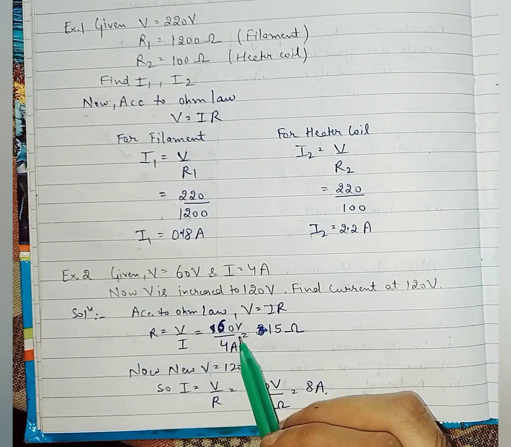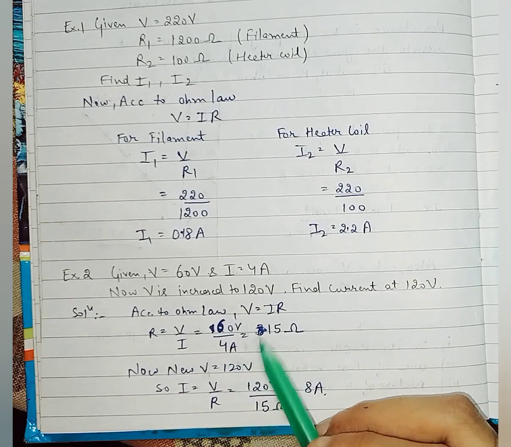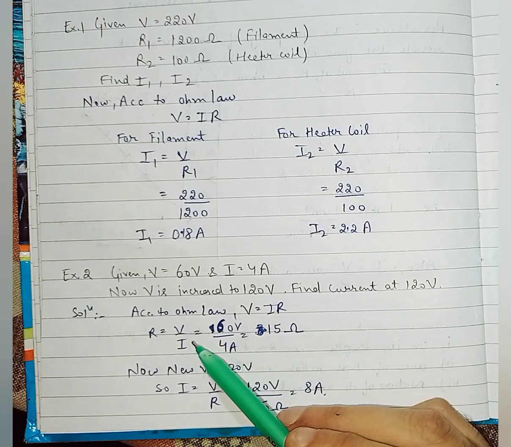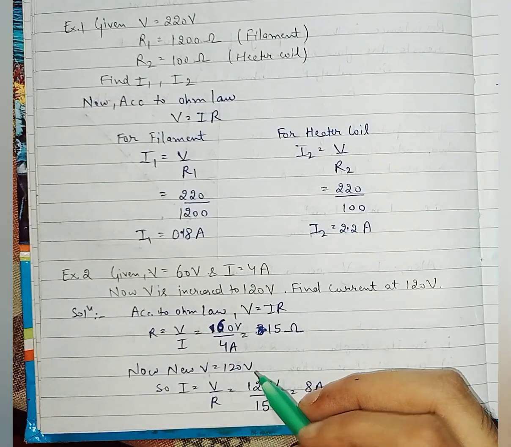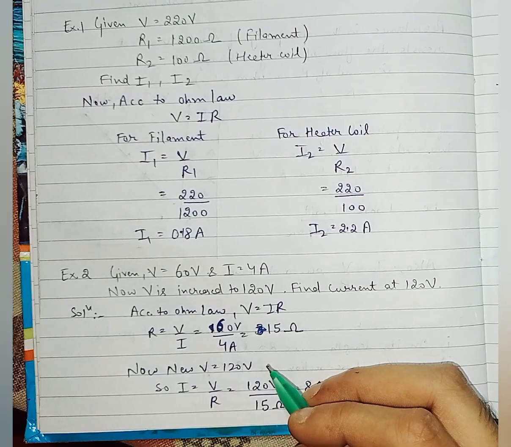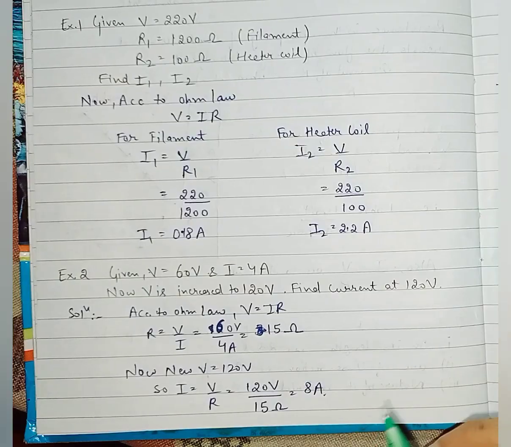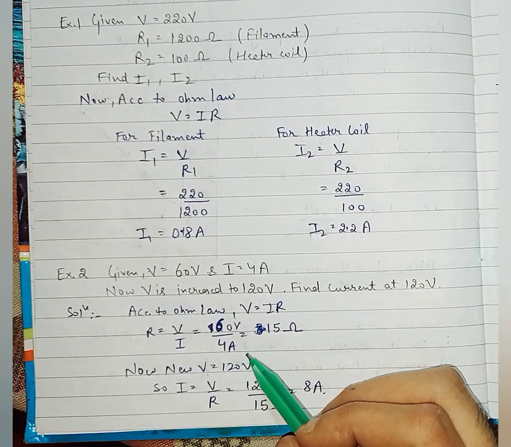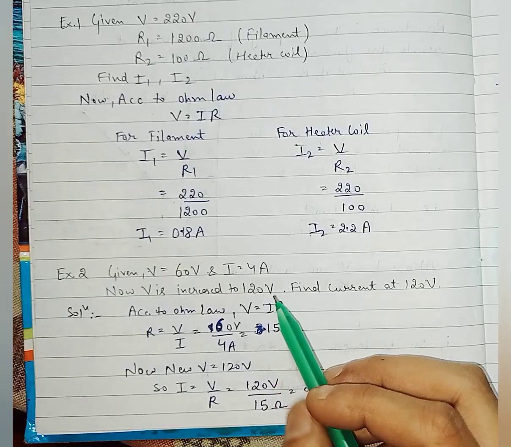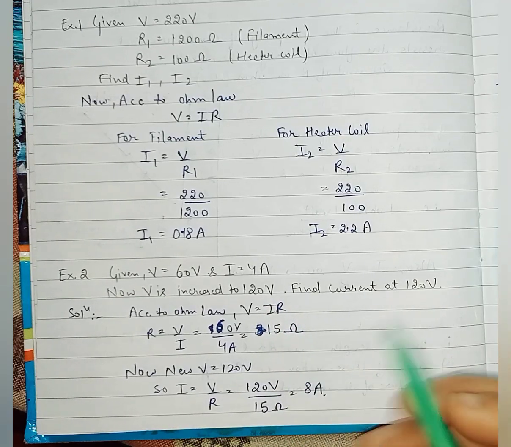This is the resistance before the increment, and the resistance will remain the same if we increase the potential difference. The question is not about the resistance increasing, so let's come to the question.